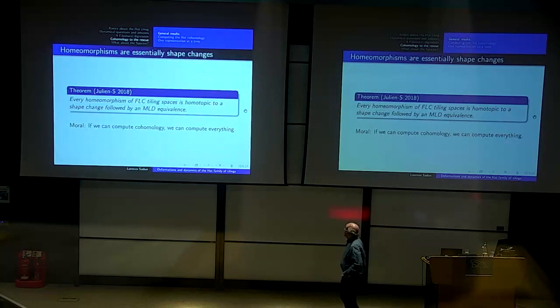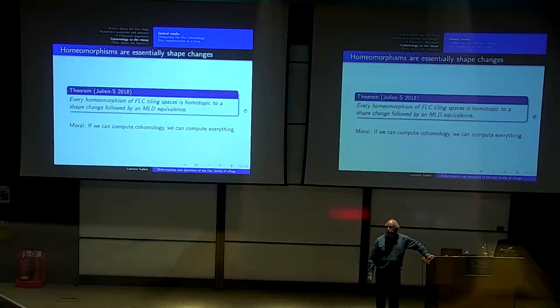Okay. Now the other thing you have is something that I proved with Antoine Julien back in 2018, is that every homeomorphism between tiling spaces with finite local complexity is homotopic to one of these shape changes that we talked about, followed by an MLD equivalence. So if you want to understand all homeomorphisms, not just shape changes, well, they are basically shape changes. So if you understand the cohomology, you understand everything.